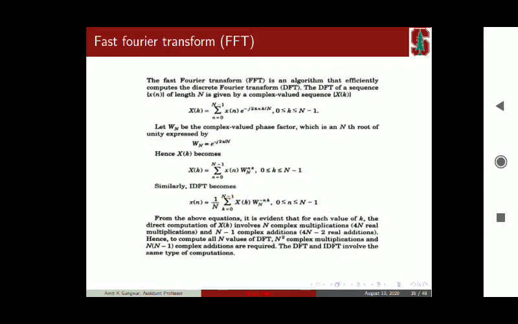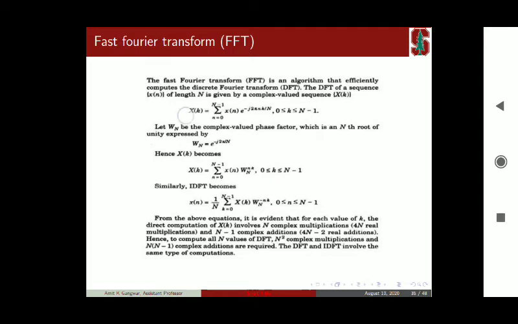As I told you, W_N is the twiddle factor, whose value is e to the power minus j 2 pi by N. It is also called a complex value phase factor, or twiddle factor. It is the Nth root of unity, because when we take N common, e to the power j 2 pi becomes 1. From the above computation, it is a very complex method to compute the DFT using the formula. So how do we minimize the computation time and the computational complexity of the DFT?